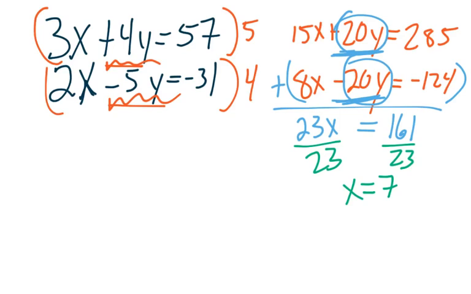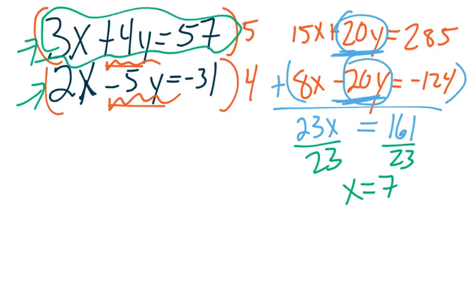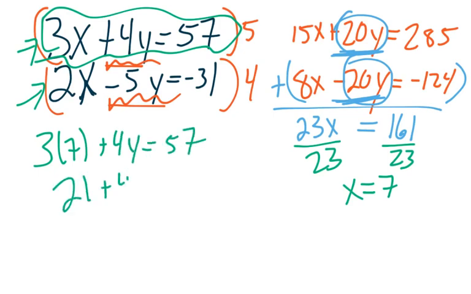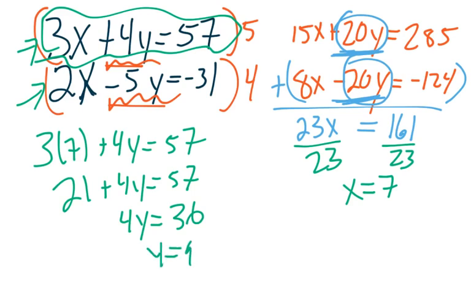So now we plug that into one of our equations. It doesn't matter which one, and we solve for y. I'm going to plug it into the top equation. 3 times 7 plus 4y equals 57. 21 plus 4y equals 57. 4y equals 36, and so y equals 9. So our solution is (7, 9).